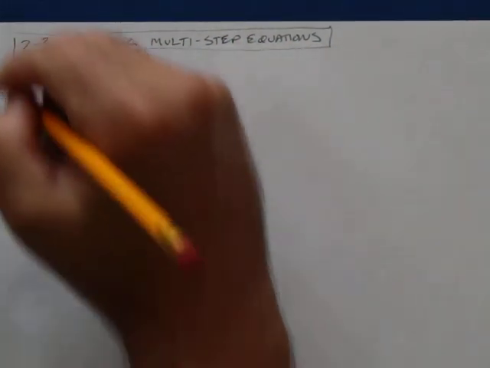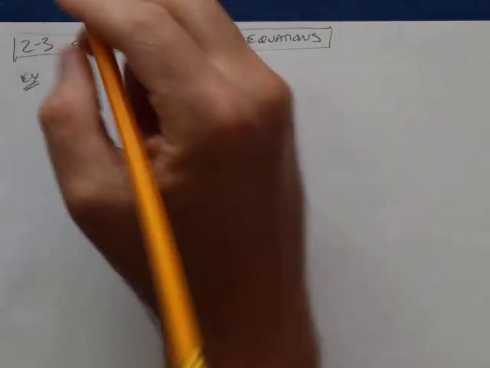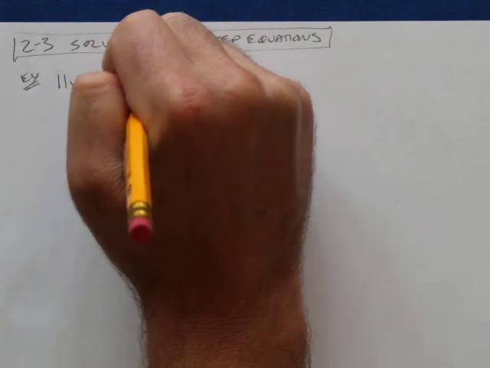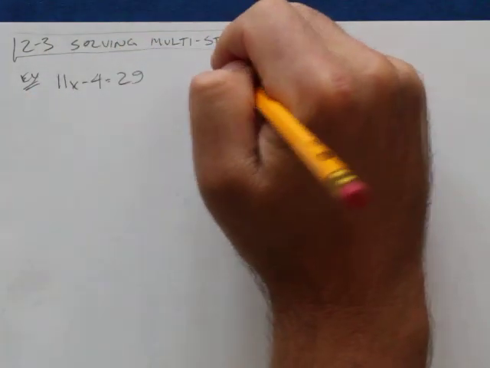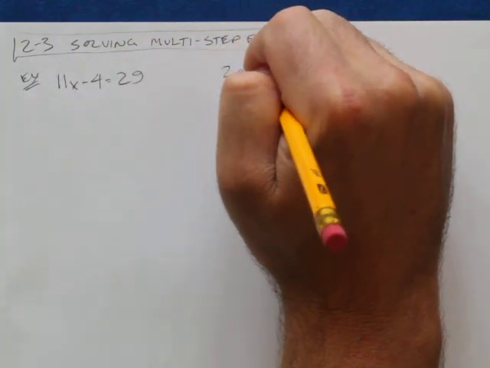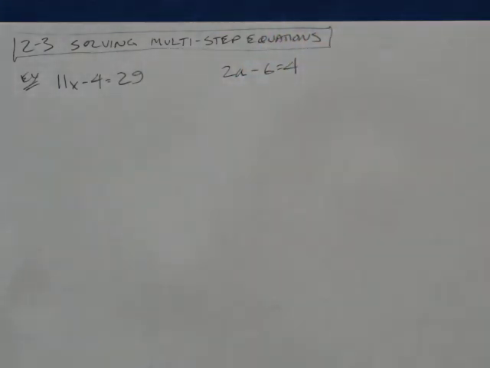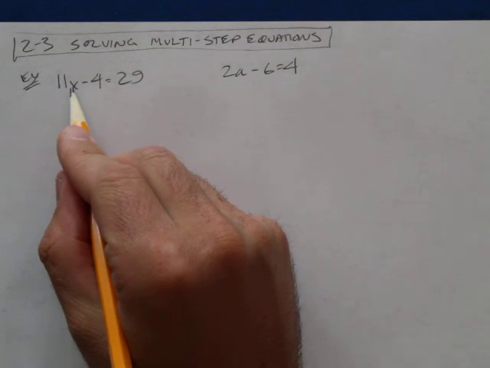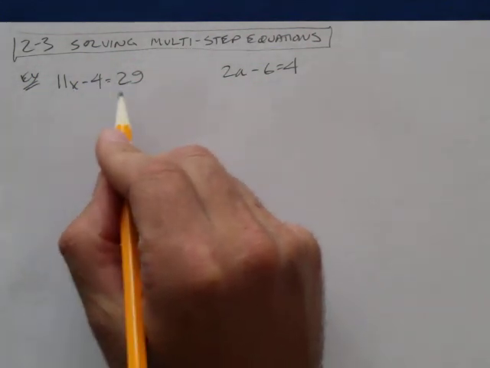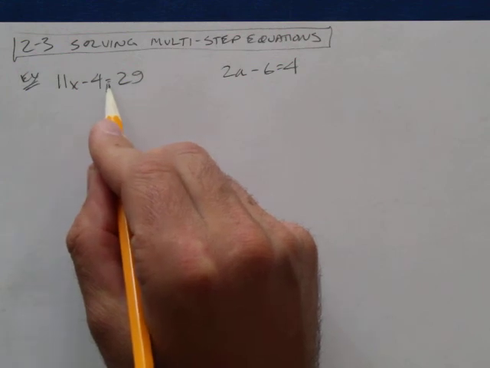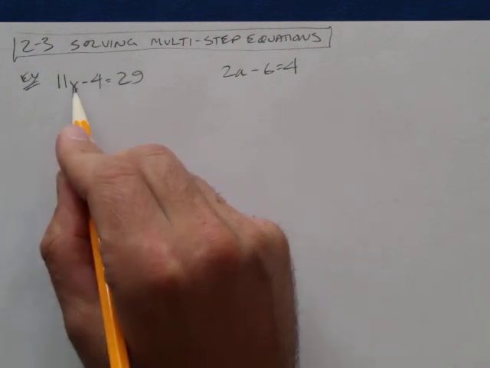Here's an example of a multi-step equation: 11x minus 4 equals 29. And here's another example: 2a minus 6 equals 4. What we're going to do here is get x by itself. I've got to solve this puzzle of what I do to one side, I do to the other side of the equal sign, and I want to get x by itself.